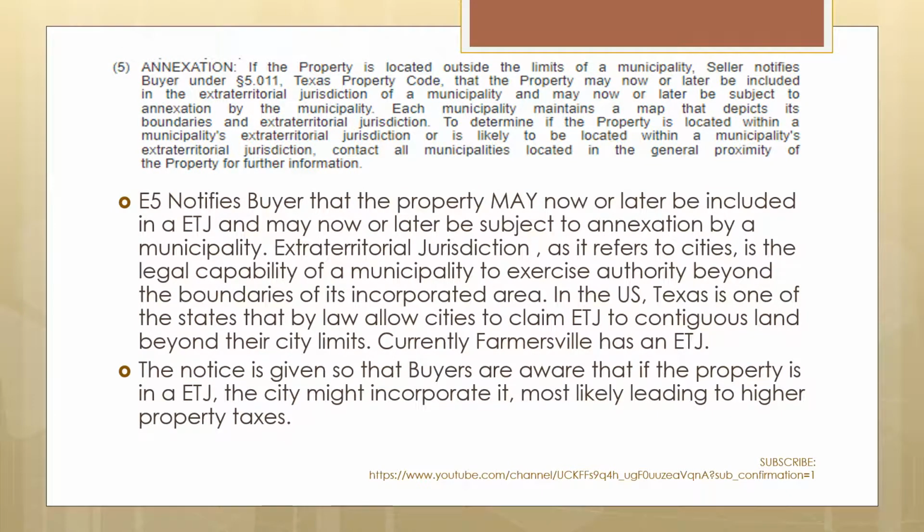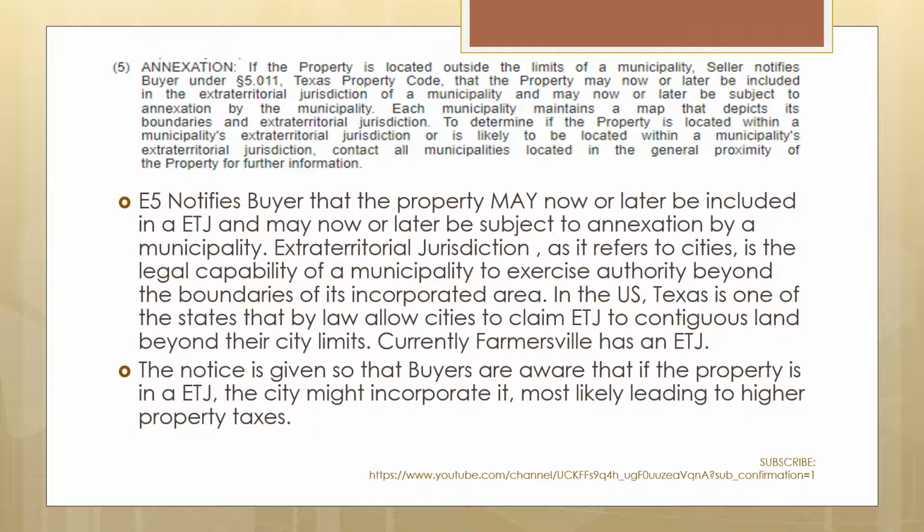Annexation, E5 notifies the buyer that the property may now or later be included in an ETJ, an extraterritorial jurisdiction, and may now or later be subject to annexation by a municipality. Extraterritorial jurisdiction, as it refers to cities, is the legal capability of a municipality to exercise authority beyond the boundaries of its incorporated area. In the U.S., Texas is one of the states that by law allows cities to claim ETJ to contiguous land beyond their city limits.